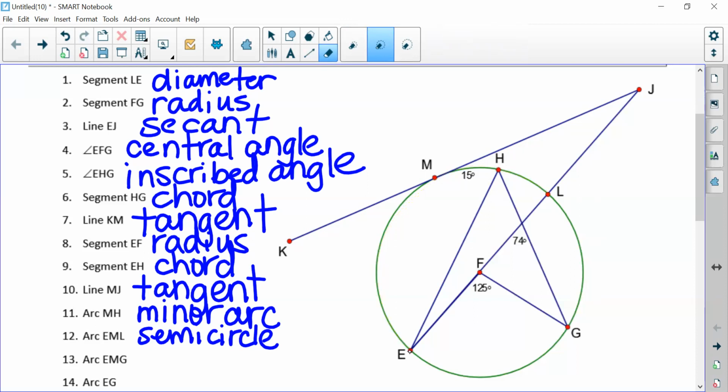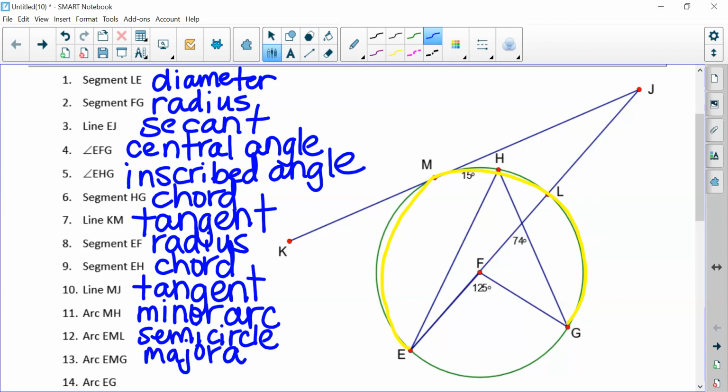All right, let's look at number 13, arc EMG, okay? Y'all look, if we know EML is a semicircle and LG goes past that, we know that that has to be a major arc, okay? Because by definition, a major arc is greater than 180 degrees.